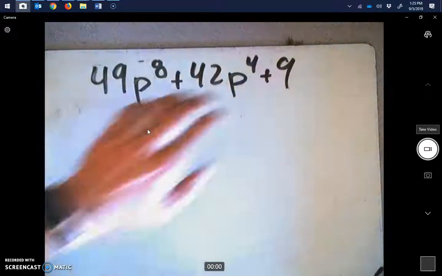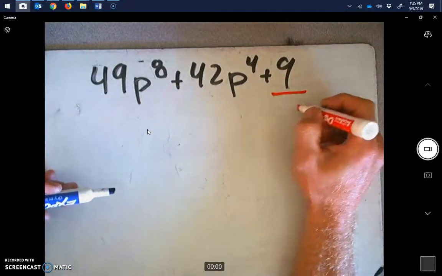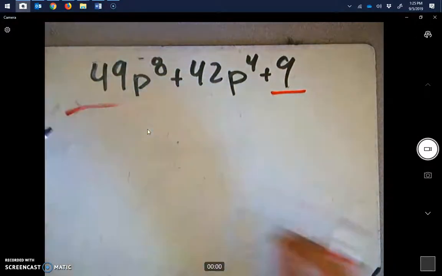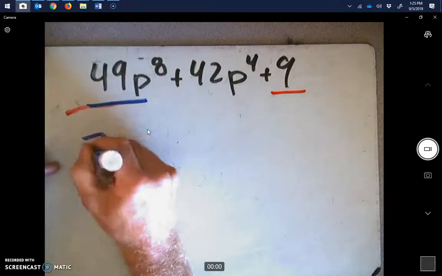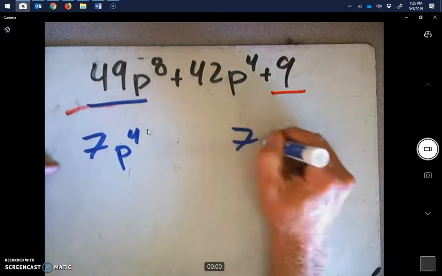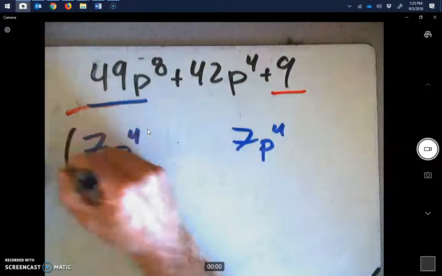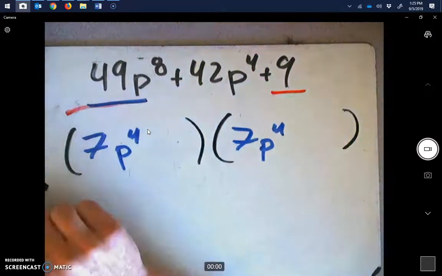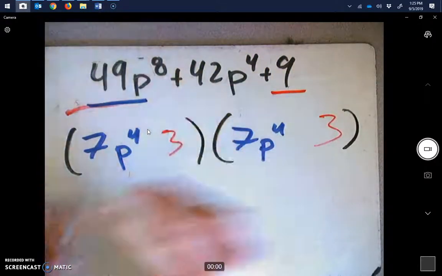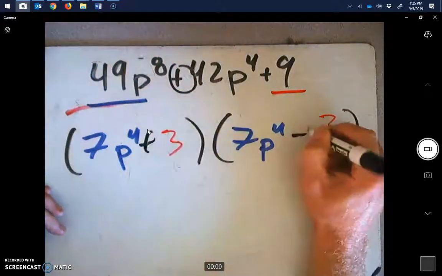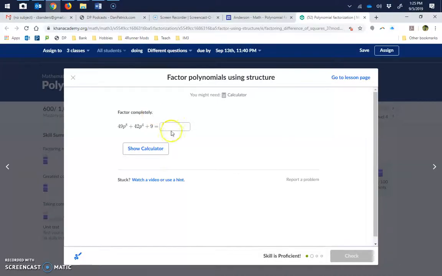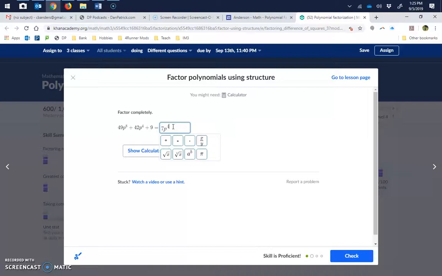So now we're going to look at the first and the last term. Square root of 9 is 3. Square root of 49p8 is 7p4. And so our red is 3. And once again, our sign, our operator, is positive. So 7p4 plus 3, parentheses squared. All right, next question.